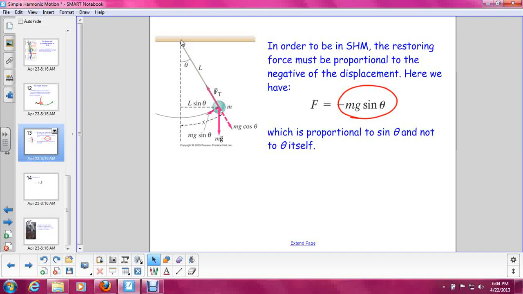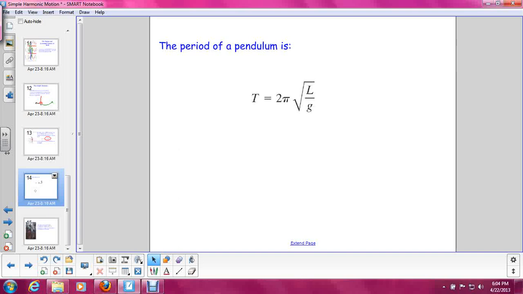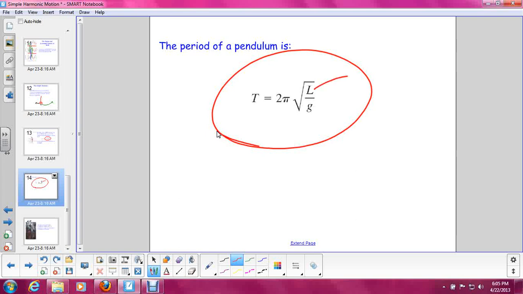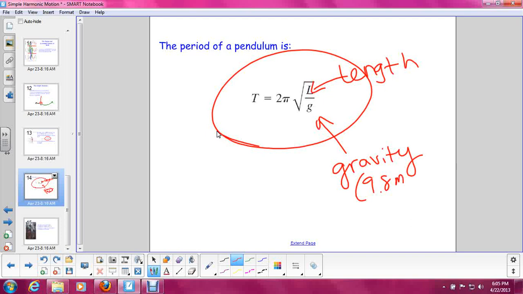And we, just like with a spring and a mass, can calculate the period of this pendulum by using a special equation. And that equation is the period is equal to 2 pi times the square root of the length of the string divided by gravity, which you all know here on Earth is 9.8 meters per second squared.